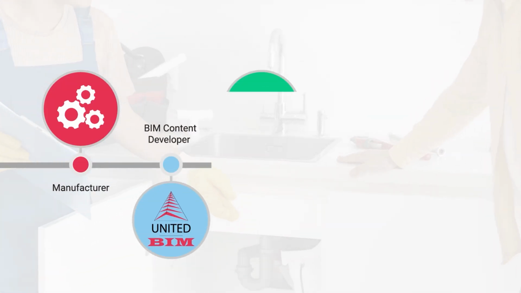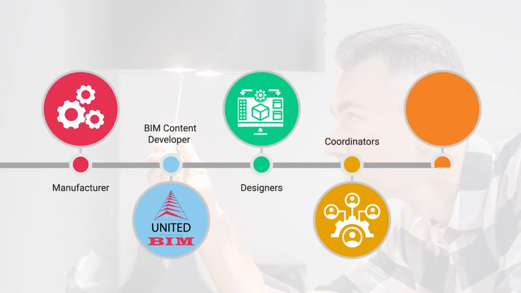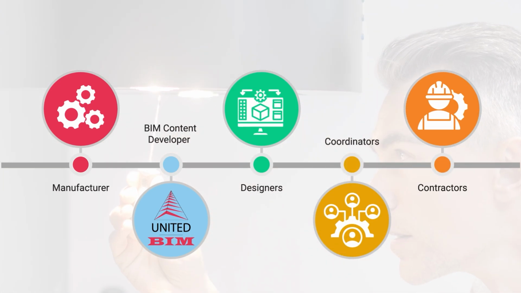Let's simplify the Revit family cycle. It starts with the manufacturer's product data. A BIM content developer turns it into a parametric digital family.